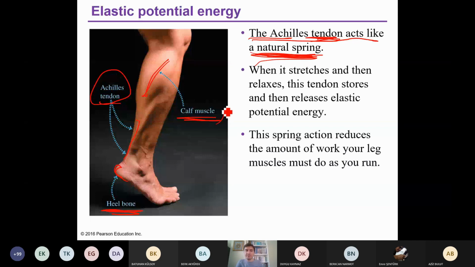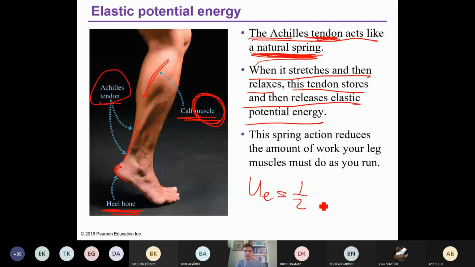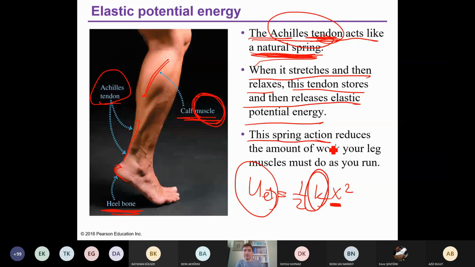And how to do that? Muscles apply forces on tendons and then they can be compressed or stretched. When it stretches and then relaxes, this tendon stores and then releases elastic potential energy. This is the magnitude of stretching and compression. This is related to the properties of the tendon, okay? Then you store elastic potential energy in the tendon. So this spring action reduces the amount of work your leg muscles must do as you run. So tendons help us during walking.